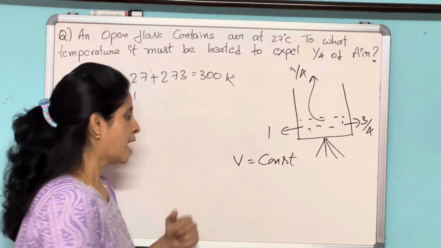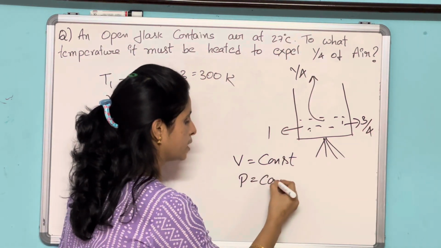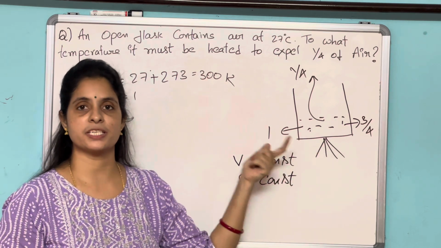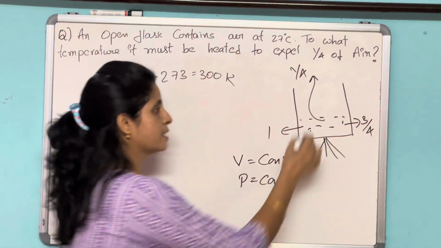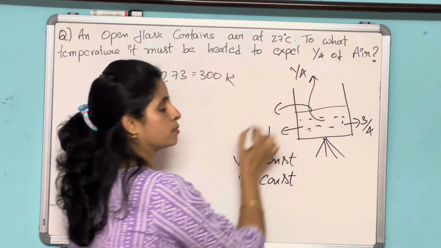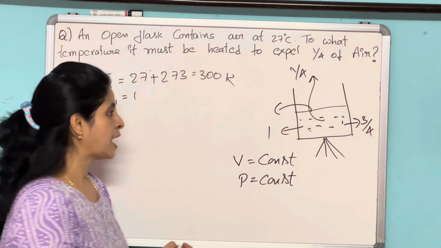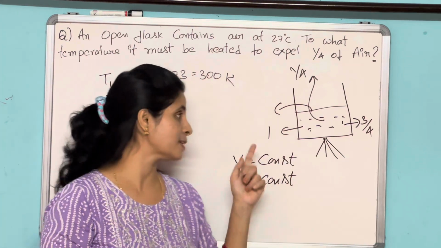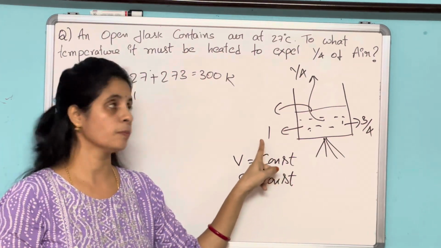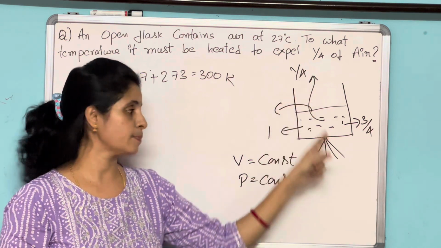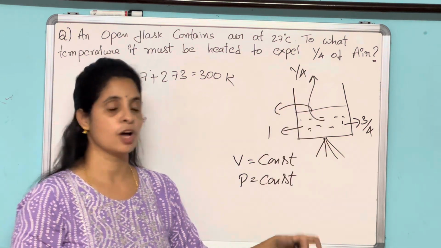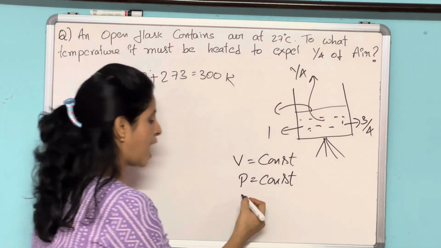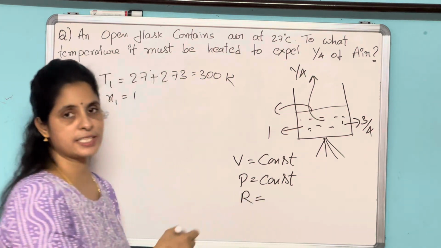Now in the concept of open vessel, volume is constant because it is the volume of the container, and pressure is also constant because as it is an open vessel, the pressure operating on it is the atmospheric pressure, which is constant. And the number of moles, n, varies because initially we have taken 1 mole and 1/4 of the air has been expelled by the application of temperature. So what are the variables here? Number of moles and temperature, and R is the universal gas constant.